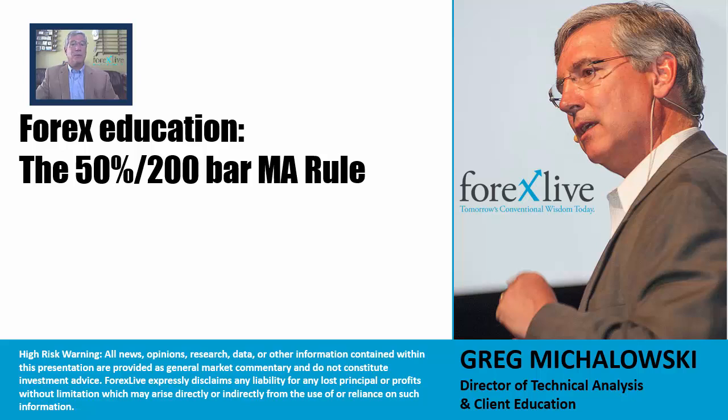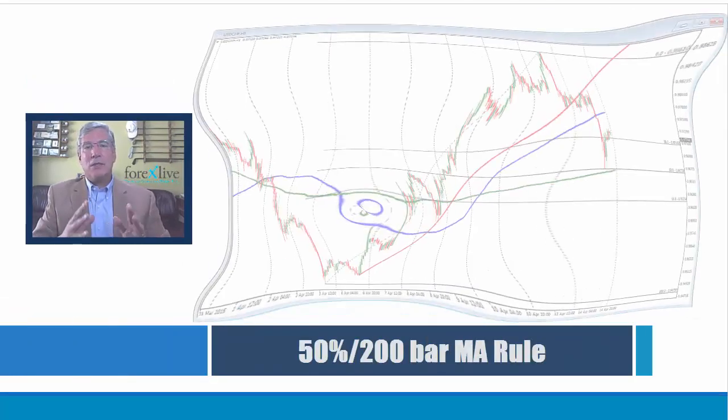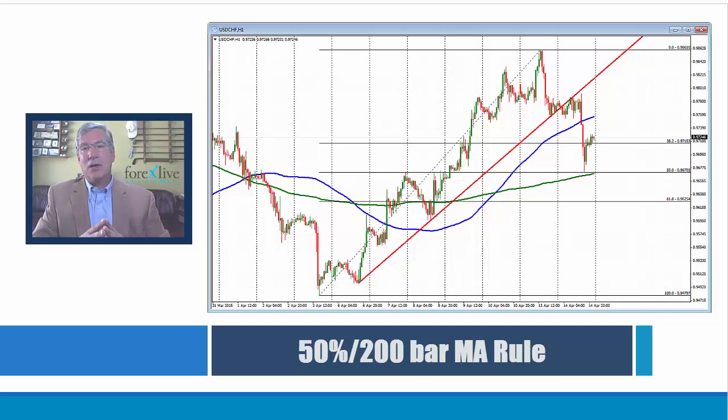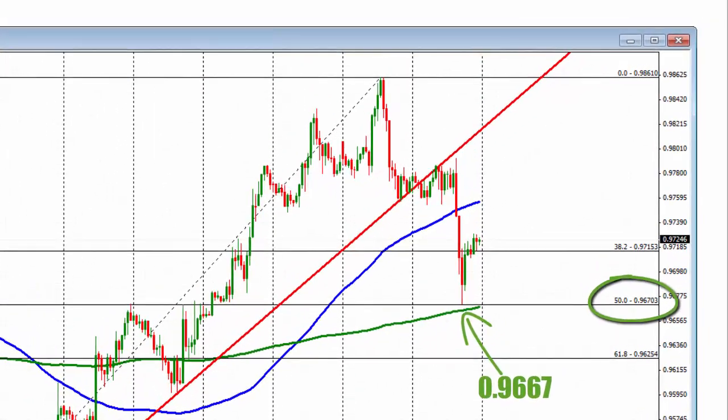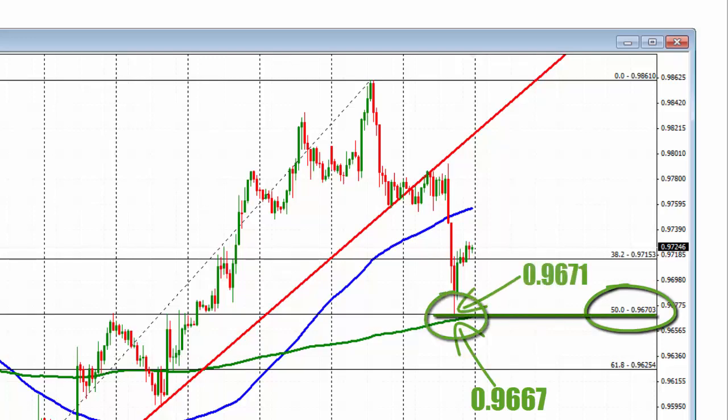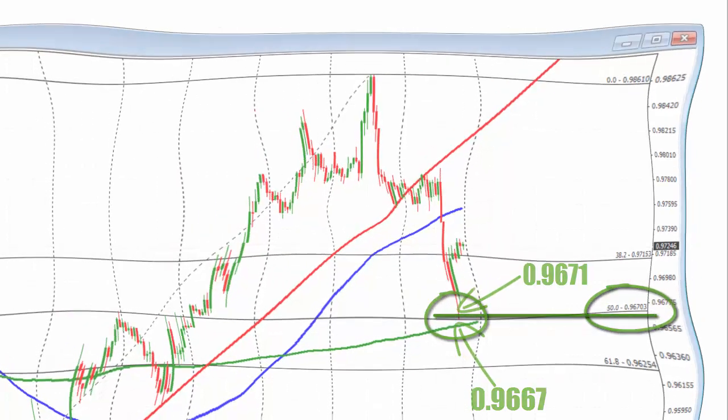I'm going to title it the 50% 200 bar moving average rule. So what is this rule? The trend for the dollar Swiss has been down in trading over the last day or so. However, when the price reached an area where the 200-hour moving average and the 50% retracement were at the same area, the selling suddenly stalled. In our chart, the 200-hour moving average came in at the 0.9667 level, and the 50% retracement came in at 0.9670. The low stalled at 0.9671, just above both those two levels.